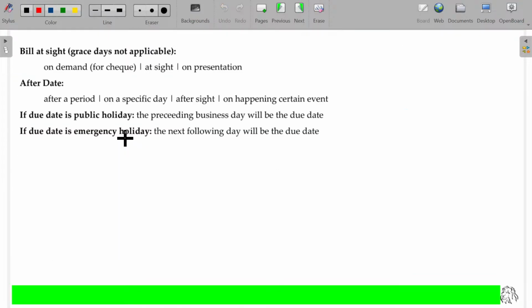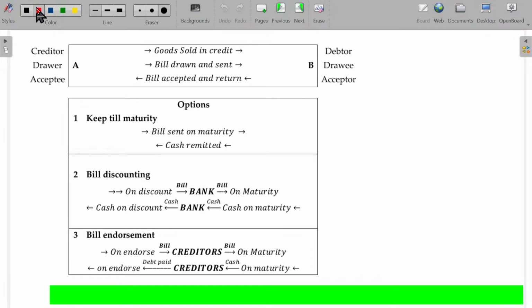We have studied all these things here, and I have given the illustration here. Goods sold on credit, where the bill is drawn and sent to B, and the bill is accepted and returned by B to A. Clear? From A's point of view, B is the debtor, drawee or acceptor, and from B's point of view, A is the creditor and drawer. Three options are there. Option number 1, keep till maturity. On the maturity date, the bill is sent to B and cash is remitted. Option 2, rather than that, he can give this to the bank and get the cash.